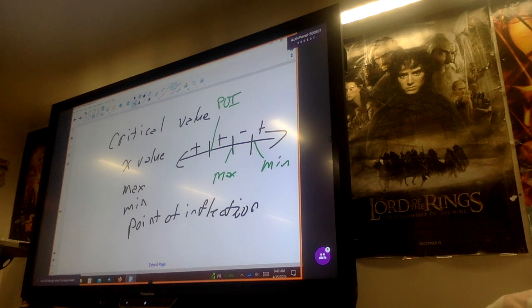Critical values can be found by taking the first derivative and then setting the first derivative equal to 0. That's basically how you go and figure out what critical values are. And that's what happens with all of that, okay?